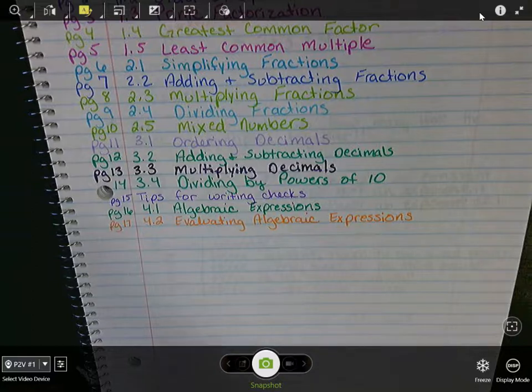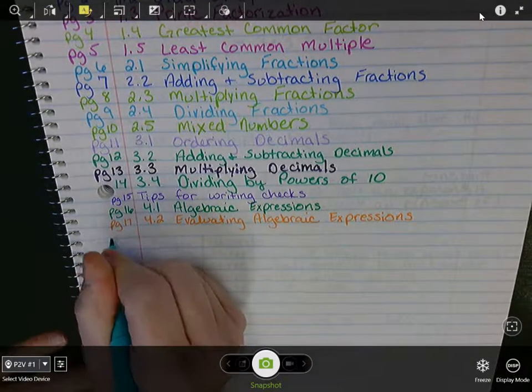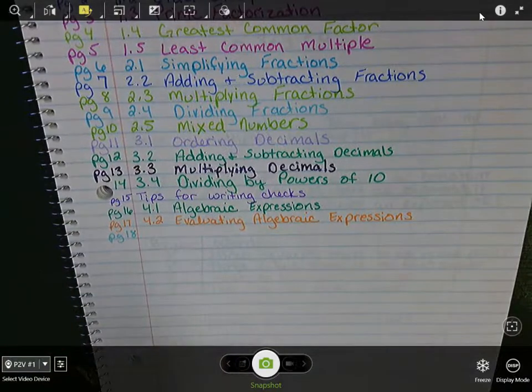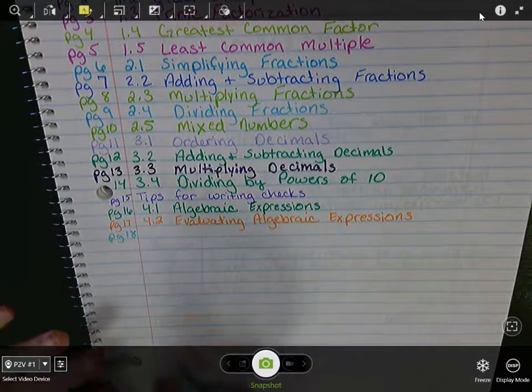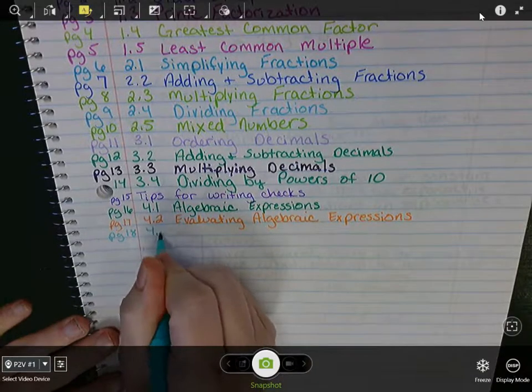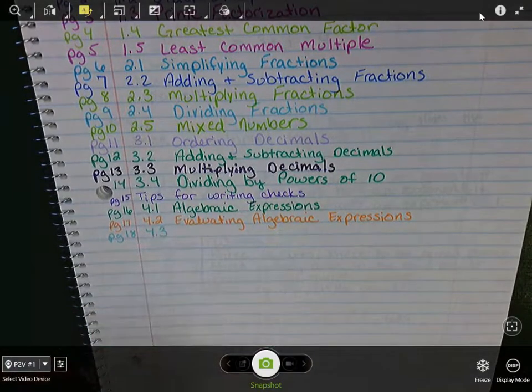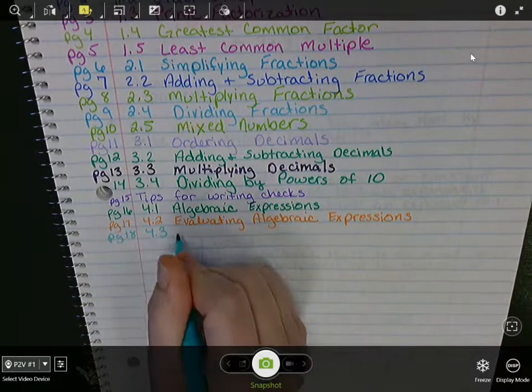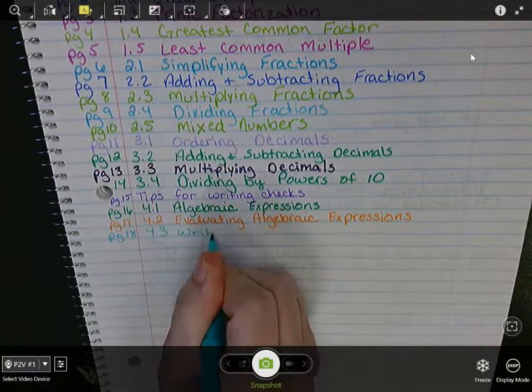All right, guys, today we are starting section 4.3. And if you do not finish these notes, it's okay. You can make sure you put your notebook back in the bin, and you will finish them on Monday. But you need to get as many of them completed because Monday you'll have an assignment, and you don't want to have homework on Monday. All right, so we're on page 18, and it's 4.3, writing algebraic expressions.